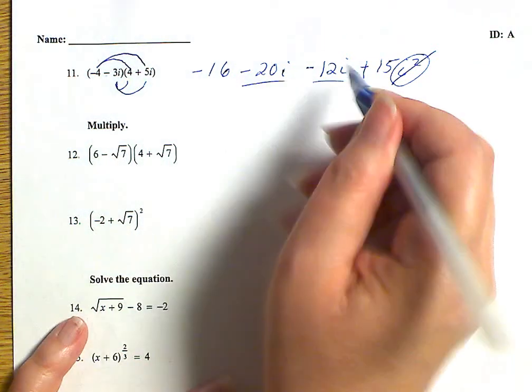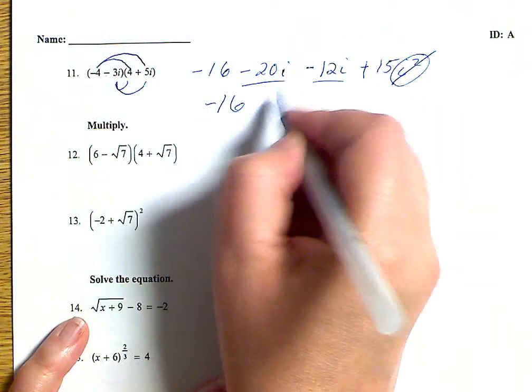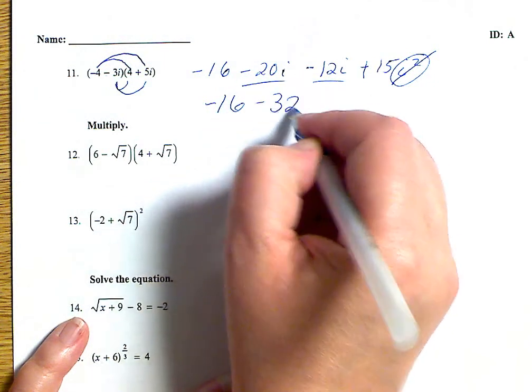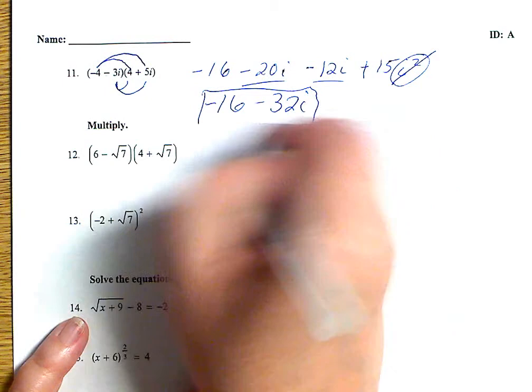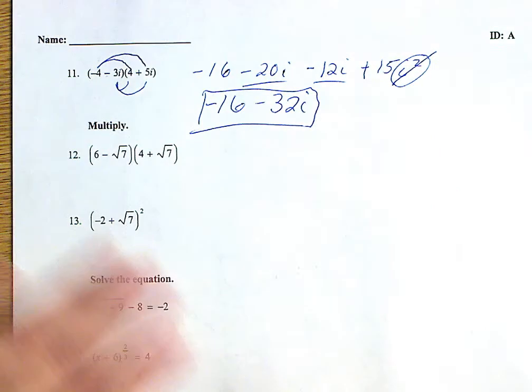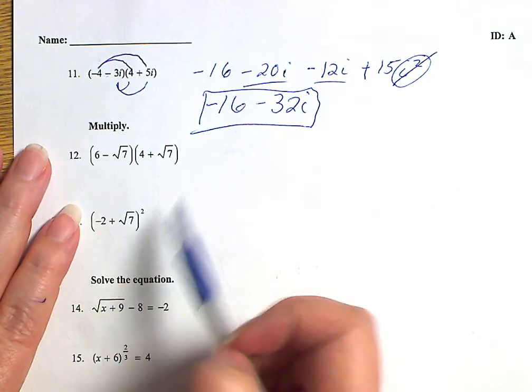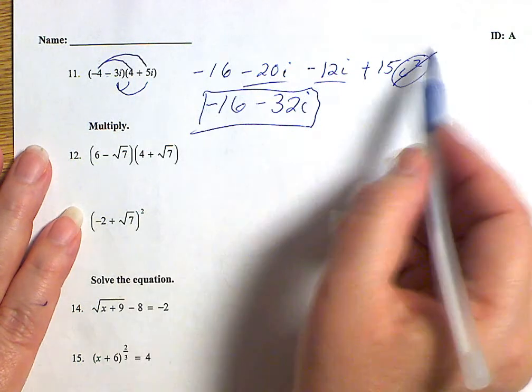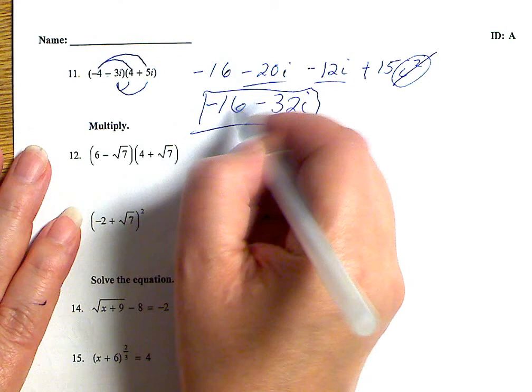So we have negative 16 and a negative 20 and a negative 12 is a negative 32i. Oh, shoot. Yep, plus 15. So this is 1 then.